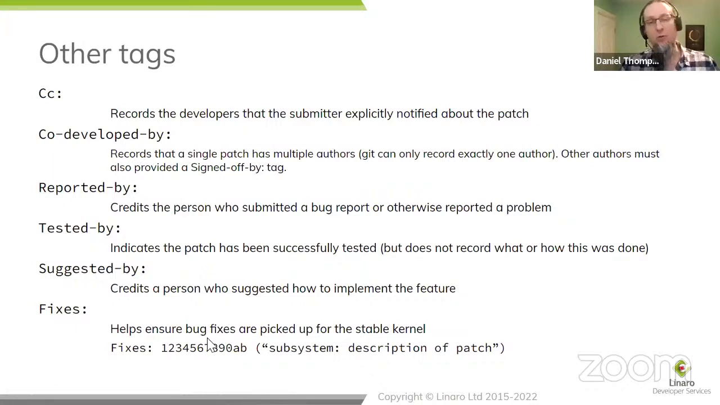Now, if the bug has always been present, so it's not a regression, it's been added by a driver, then fixes would be the commit that introduces the driver. So if the driver at the point of introduction to the kernel had a bug that you fixed, you would point fixes at the commit that introduced the driver. If it is a regression, you point at the commit that created the regression.